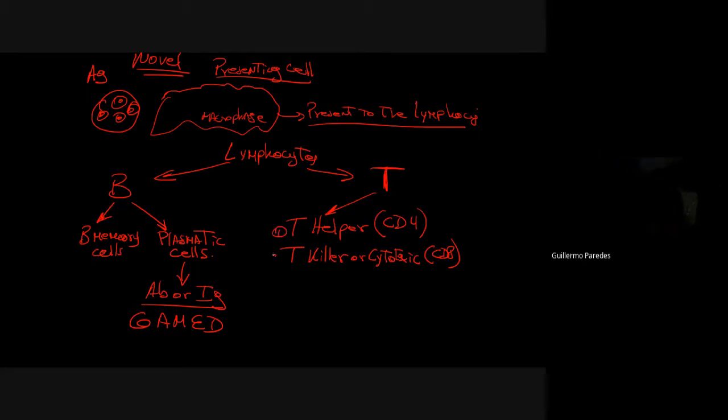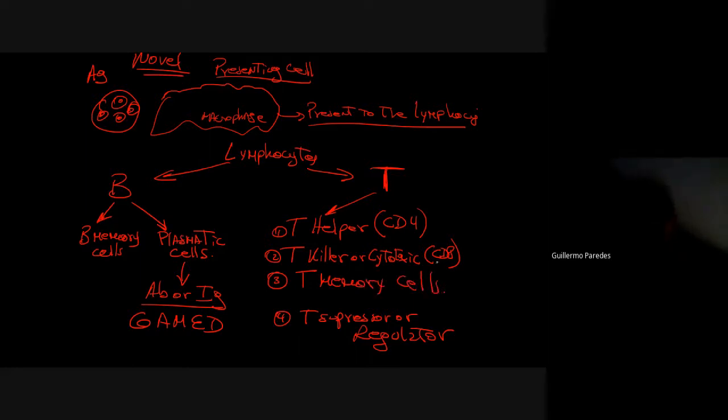So we have one, two, three. Three is going to be the T suppressor, or regulator. And here we have the T memory cells. Okay. All right. So that is all about lymphocytes. The lymphocytes are going to communicate through interleukins, et cetera. We don't care about this at the moment. But what happened is this.